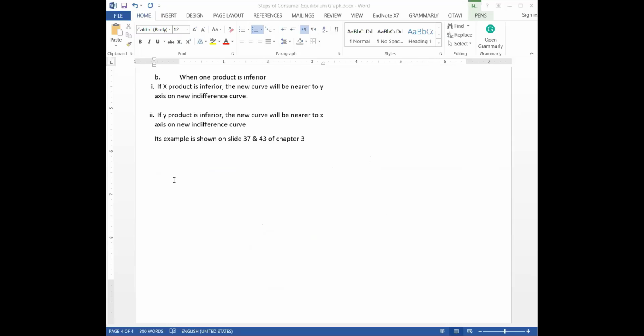So what we concluded here is that if both of them are inferior, they both work like normal goods. So the question of both inferior will never come. It has some other complexities, but for your syllabus or for the level of basic economics, both inferior will never come. Okay?